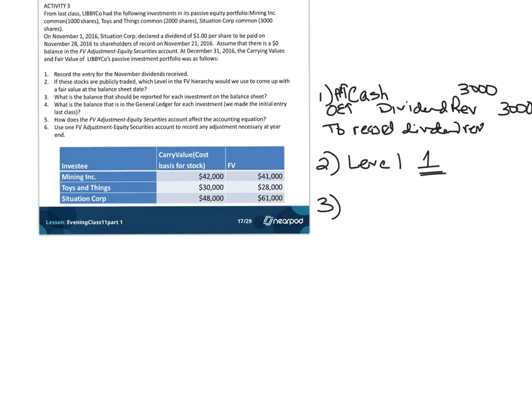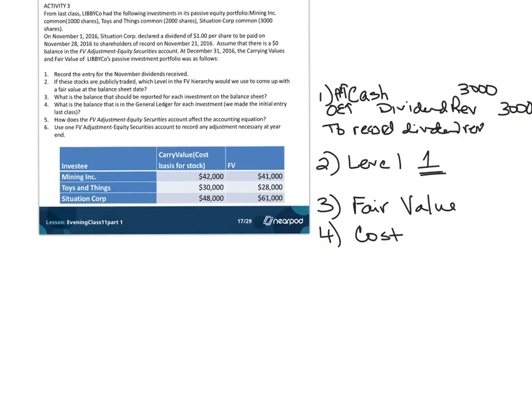What value balance is going to be reported for each of these investments? It should be their fair values, because you guys correctly told me that passive equity investments are reported at fair value. All right, number 4, what balance is in the general ledger? Right now, it's their historical cost. If you want to think of it that way, that's what's in the general ledger for each of those accounts. We're not going to change the general ledger investment account. It's going to stay at cost.